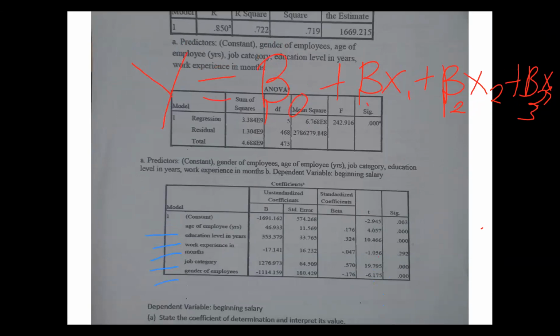What is the coefficient for age of employees? Let's start with the constant. The constant is negative 1,691.16. This is your beta naught, your beta 0. What is the coefficient of age of employees?